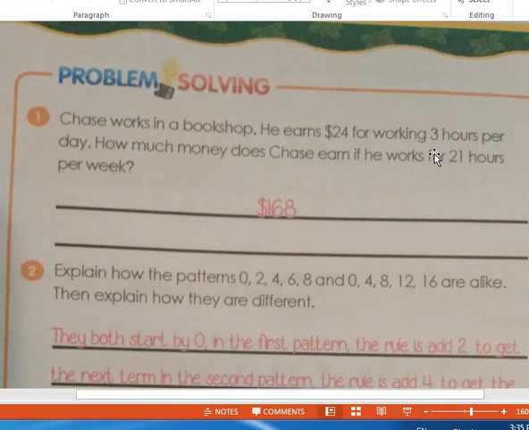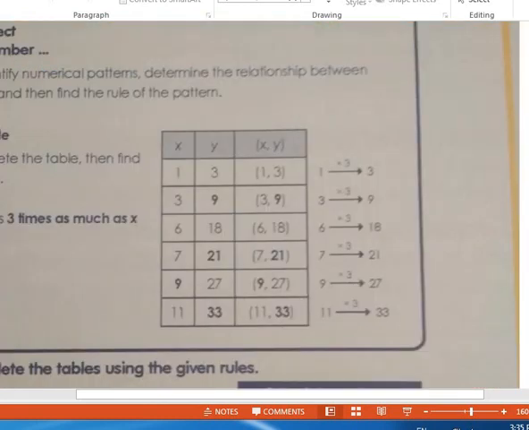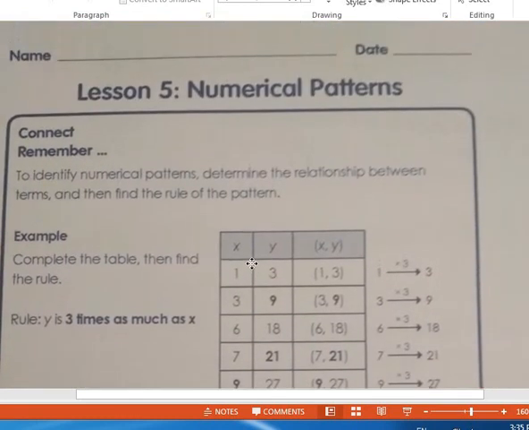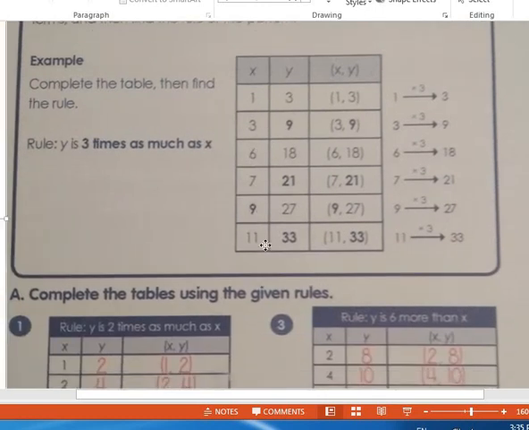It will give me $8 per 1 hour. And I need to know if I work 21 hours. So I will multiply the $8 times 21. So the answer will be $168 I can earn. Moving to the practice book. I know you don't have it now. It's okay.